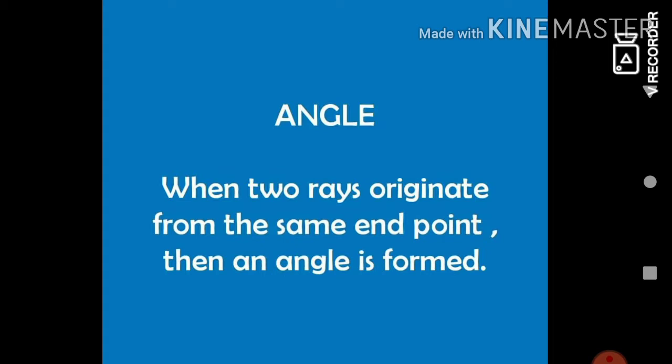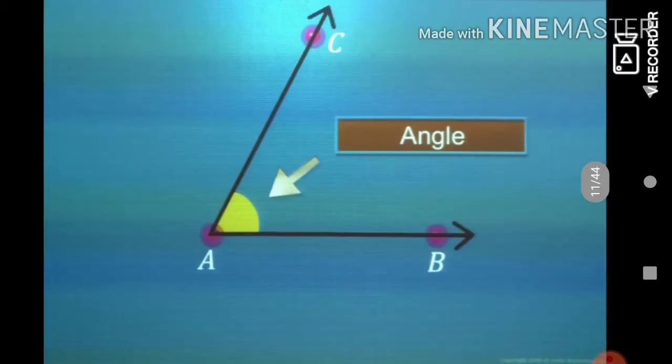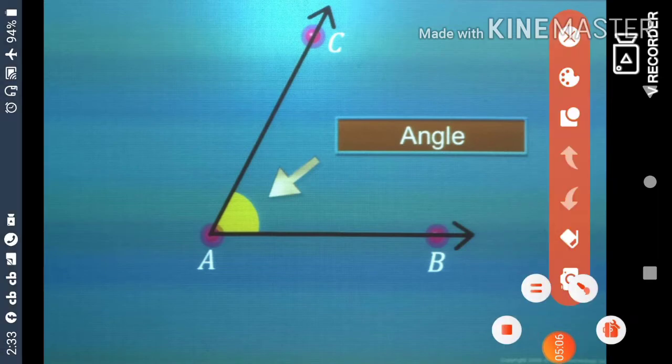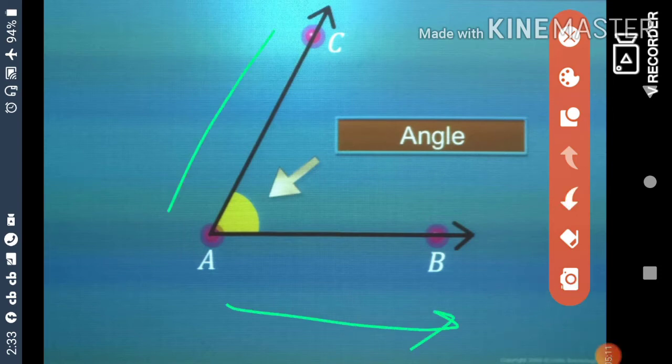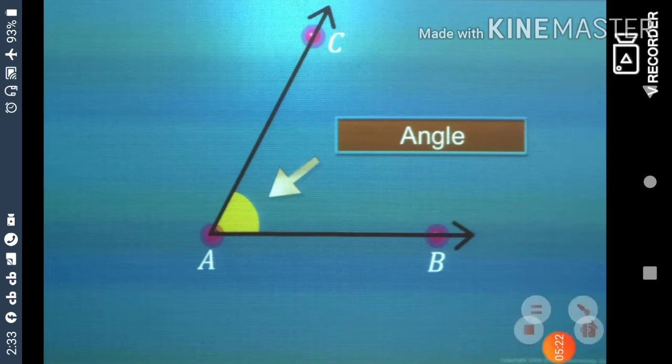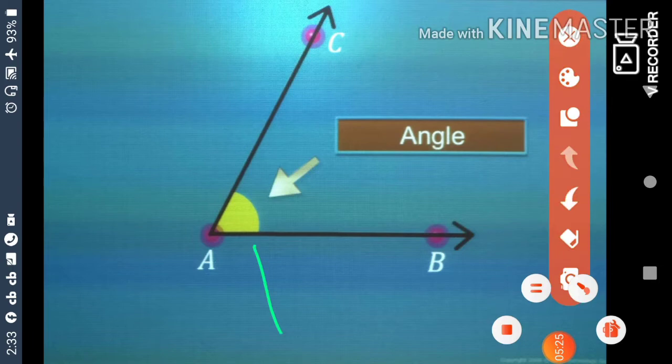An angle is formed. Let's see the figure here. Maybe you understand more from the figure. Here two rays are there, ray AB and ray AC, and they have one common endpoint, that is A. So they form an angle. This yellow one, you can see here. This part is showing what? Angle. I hope it is clear what is angle.